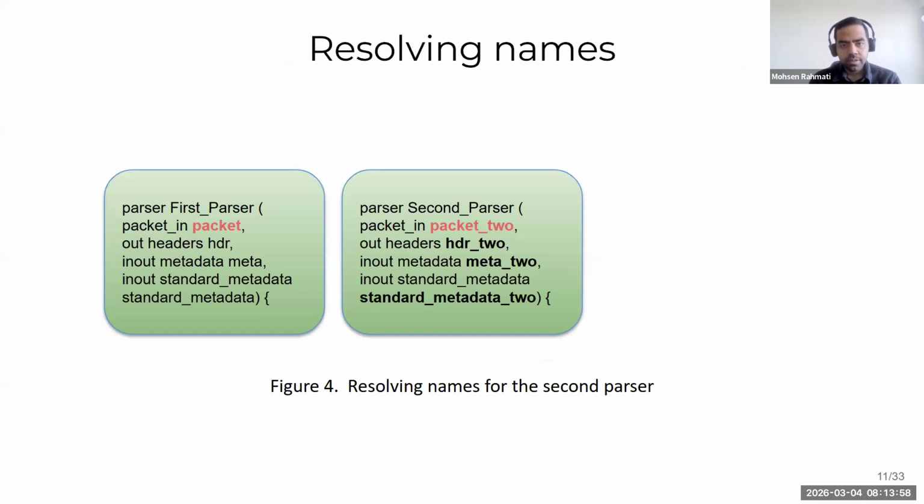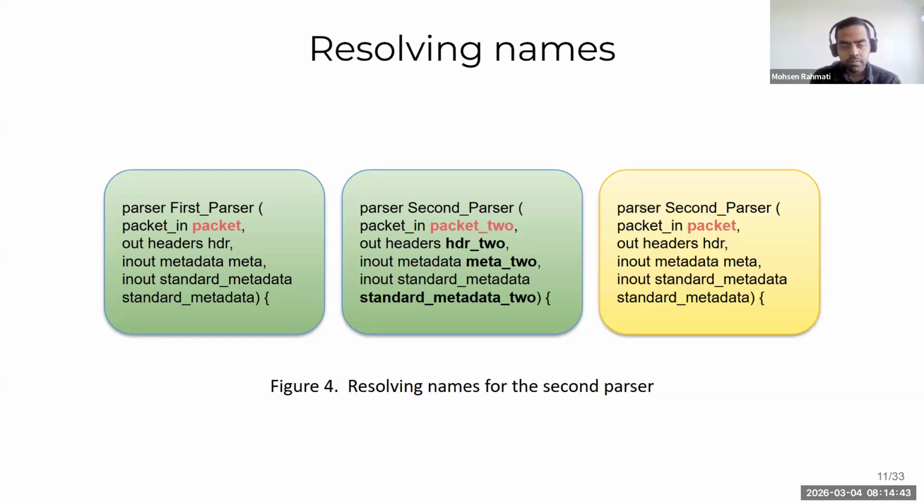So the first pass is resolving names. For example, if we have two parsers, a first parser and second parser, which we can call during this presentation the base parser and extension parser, we can have different inputs and outputs with different names, I mean. So in the first one, it is packet. In the second one, it is packet underline two. So if we want to merge two parsers, we need to consider different names.